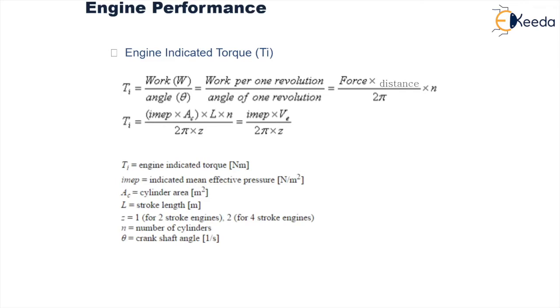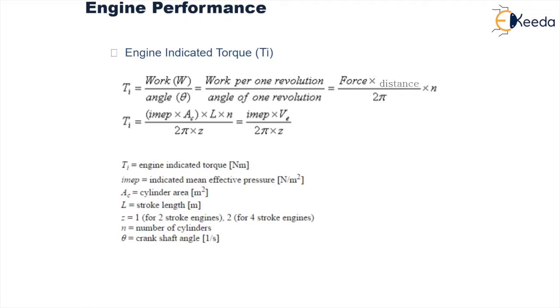Then you have the engine indicated torque. As is seen, it is given by the work done per angle of crankshaft rotation, or angle of one revolution. Now, work done is force into displacement, and if you consider one angle of revolution, it is 2 times pi into N, that is rpm. Then further evaluation leads to force as pressure into cross sectional area.